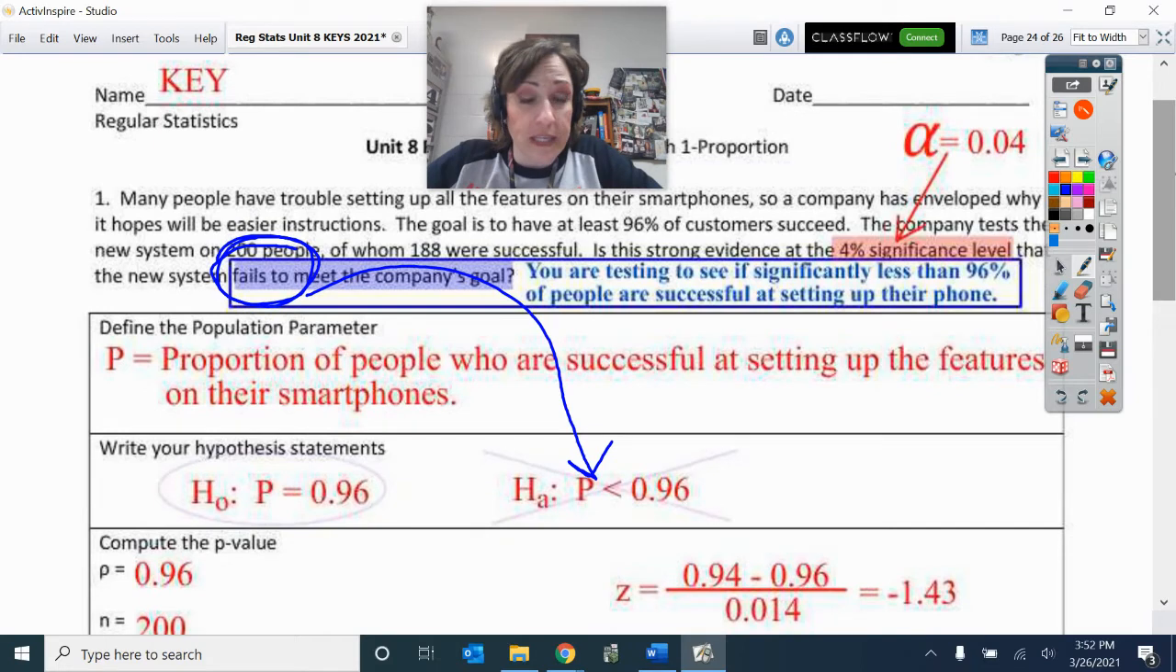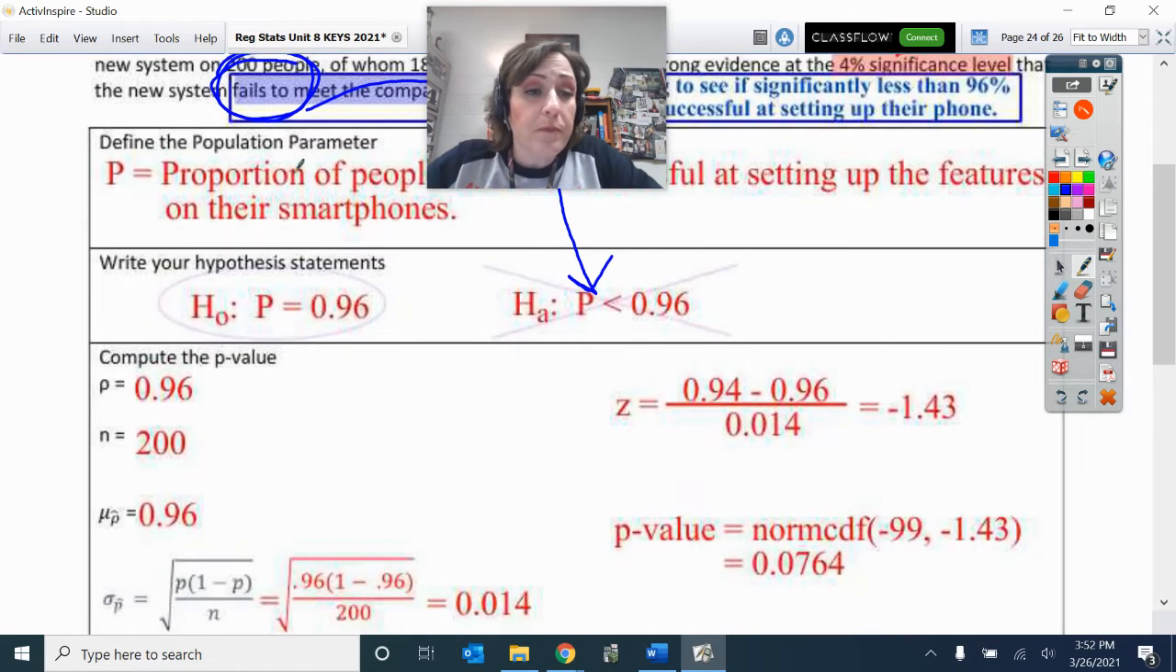Now, as you read through this, then you see this word 4% significance level. So again, if they tell you a significance level, that's the language you're looking for, then that tells you alpha is something other than the default of 0.05. Okay, so they identified that here. All right, so make sure you get all the parts of your statements. Null hypothesis, colon, p equals 0.96, and HA, colon, p is less than 0.96.